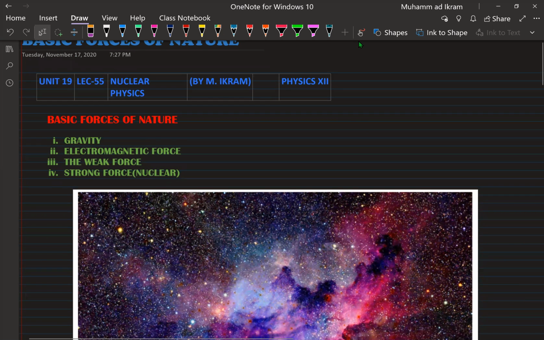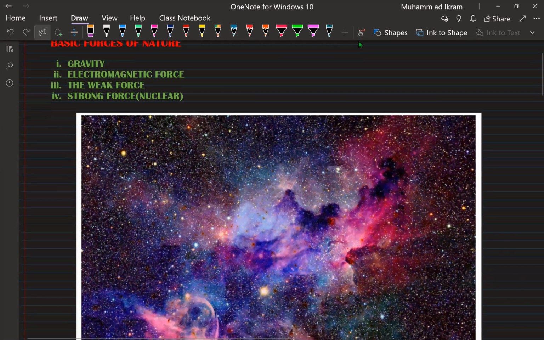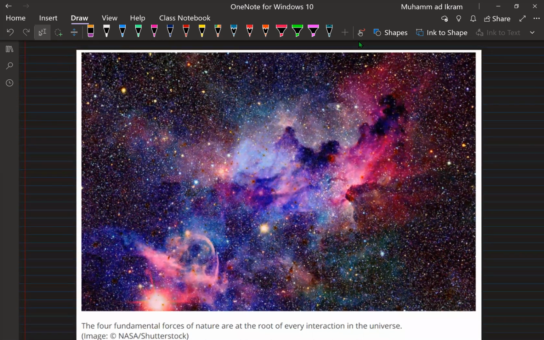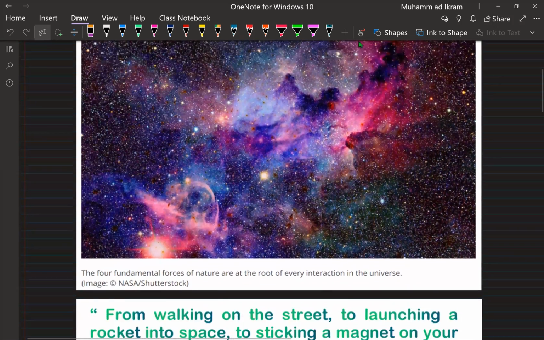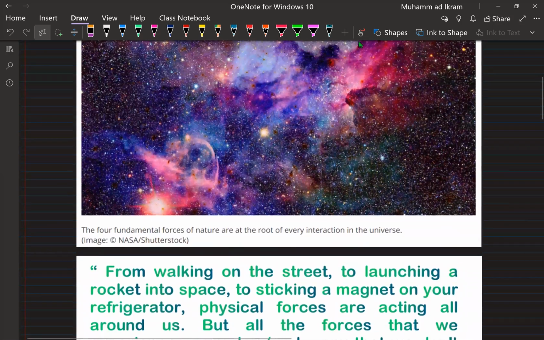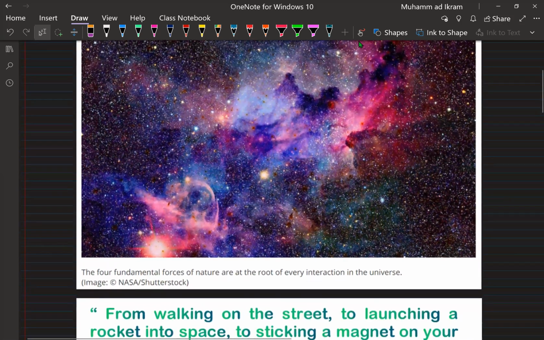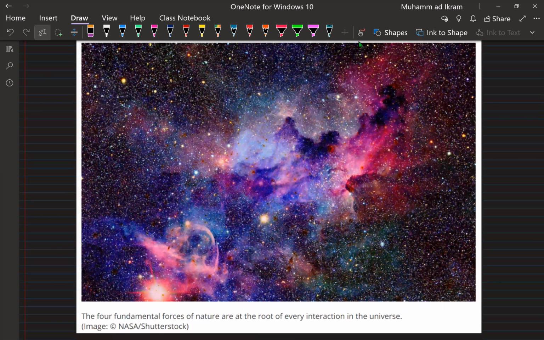So let us start with the name of Allah Almighty. Bismillah ar-Rahman ar-Rahim. I would like to begin my lecture from the picture taken by NASA. Here you see the four fundamental forces of nature at the root of every interaction in the universe. So this implies that without these forces, maybe there would be no universe, rather we wouldn't exist.